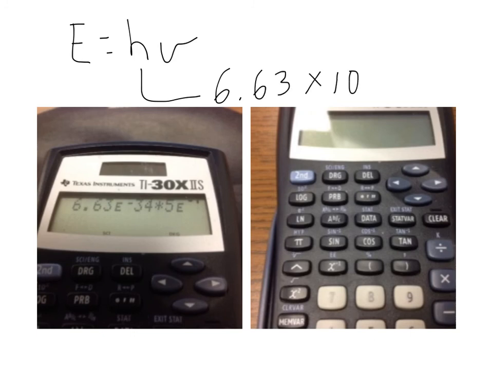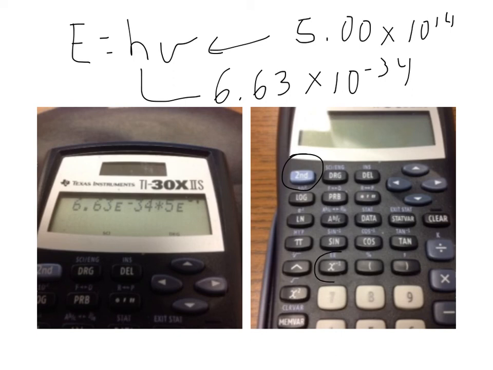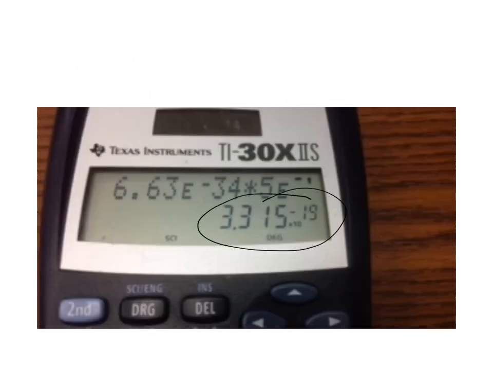To solve the second problem, E equals Planck's constant times nu. Planck's constant is 6.63 times 10 to the negative 34, and frequency is 5.00 times 10 to the 14th. You're going to multiply those together. So you're going to enter 6.63, second key, EE, negative sign 34, times 5, second key, EE, 14, equals this answer right here. So again, this is how you actually use the TI-30X calculator.